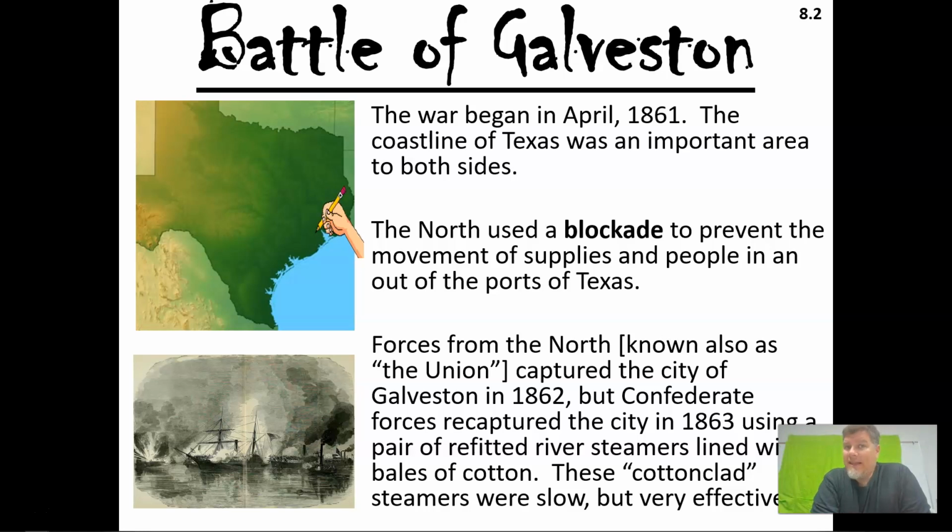Well, the Confederates didn't have enough iron really to do that in a significant way, and so they used two steamers, and they actually put cotton, huge cotton bales, not cotton balls, like they glued it to the side or something, but huge bales of cotton all over the ship to help protect it from cannon fire. And they are able to use these to help to recapture Galveston.